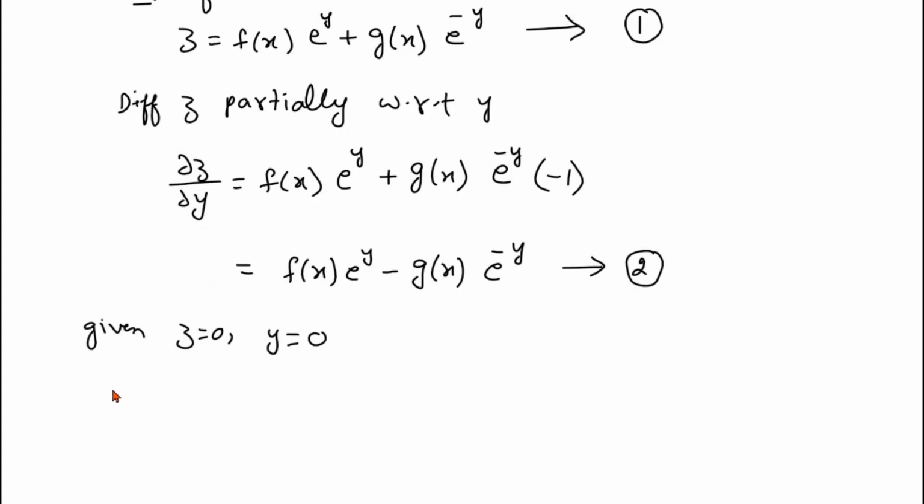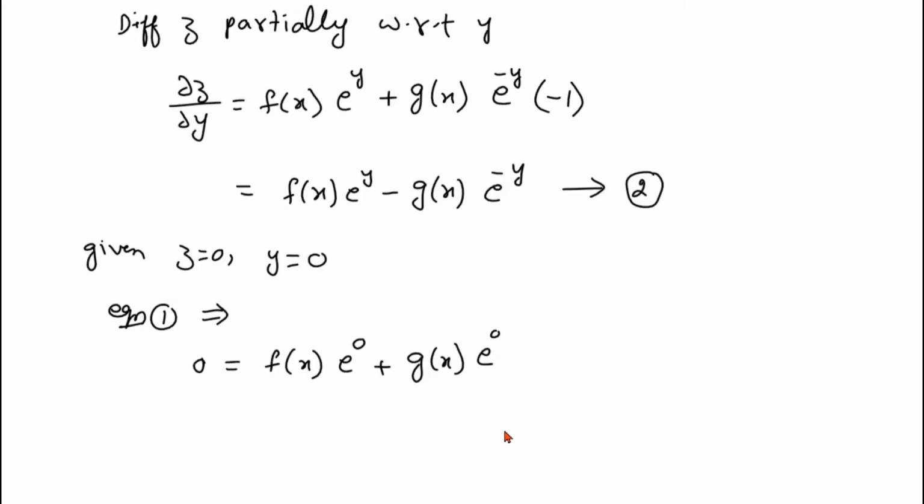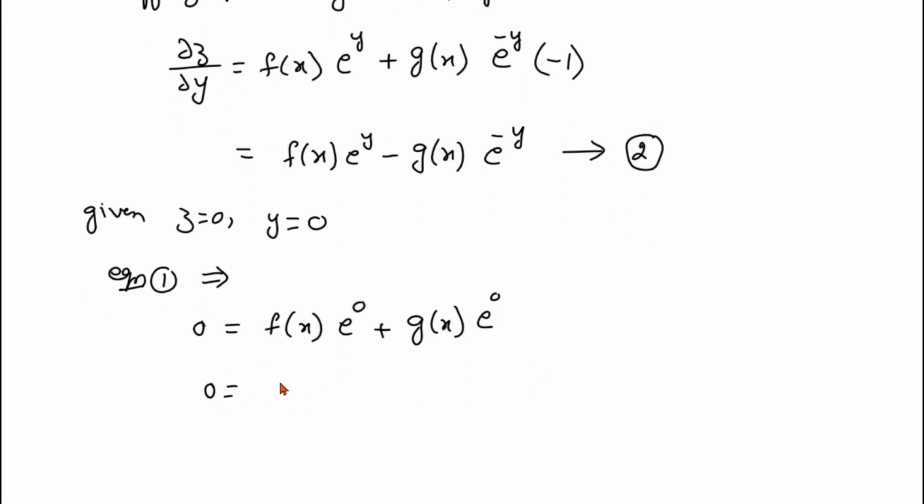Equation number 1 implies, plugging in z = 0 and y = 0: 0 = f(x) e^(0) + g(x) e^(0). But we know e^(0) is 1. So we just get f(x) + g(x) = 0. Let me keep this as equation number 3.